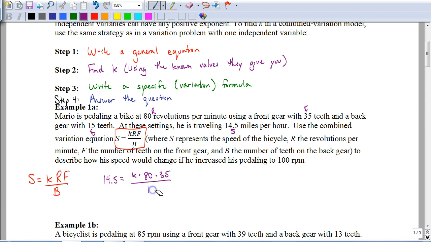Now there's a lot of different ways that we could solve this problem, so I'm just going to show you what I would do to solve it. One thing that I would do is simplify the numerator by taking 80 times 35. When you do that, we get 14.5 equals k times 80 times 35, which is 2,800.